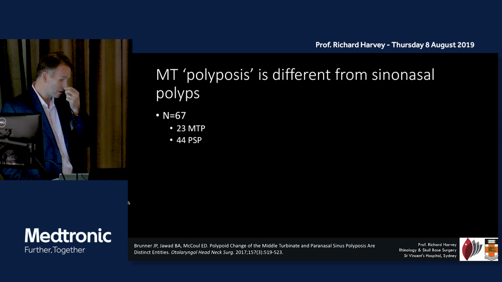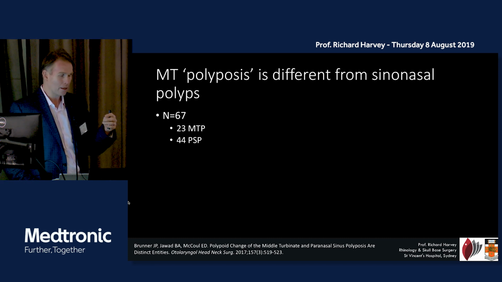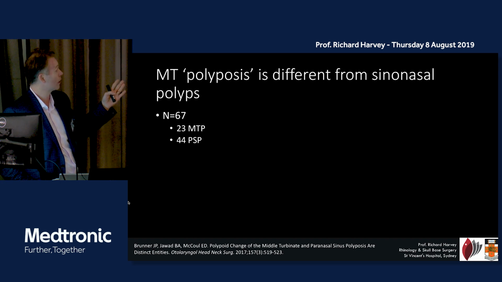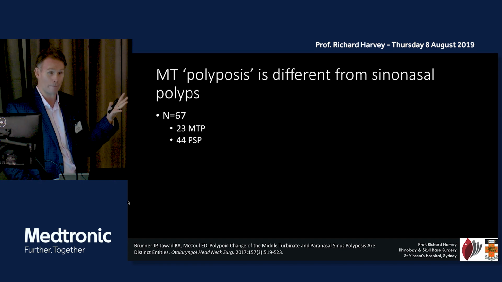John DelGaudio, myself, and Anisa, there's a few people who've done research in this field, and they all speak very similar language. They all believe it. But it's always nice to have validation from another group. This is Ed McCoul's group, completely unrelated. He talked about this phenomenon called middle turbinate polyposis, right? He's describing inhalant allergy.